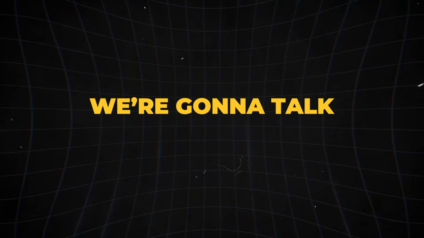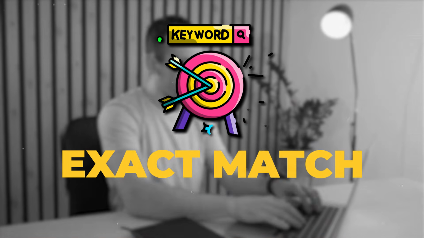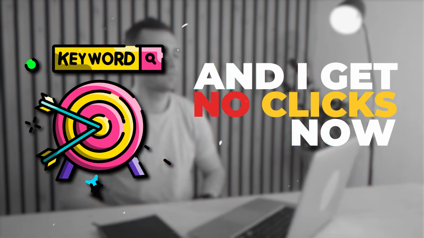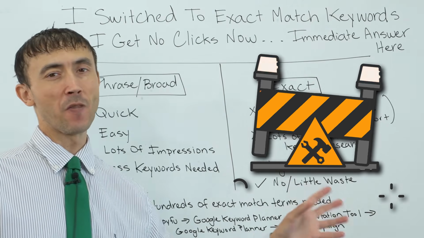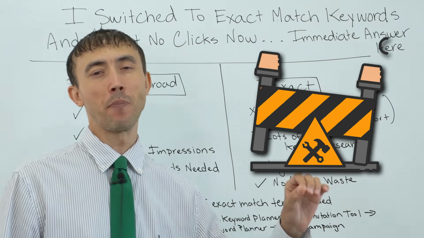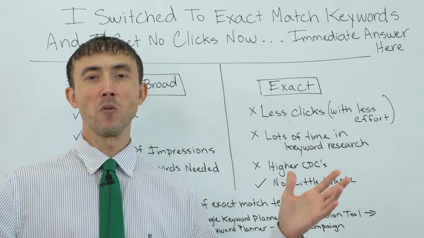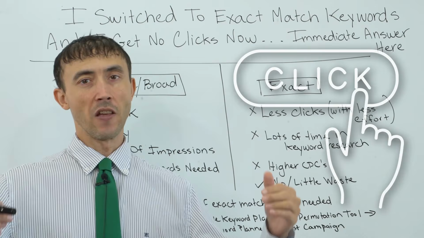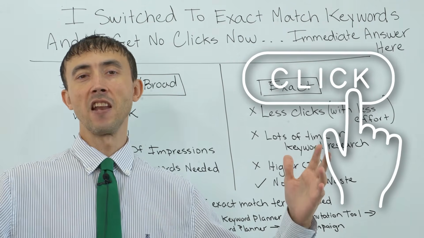Today's video, we're gonna talk about "I switched to exact match keywords and I get no clicks now," or practically no clicks. I'm gonna explain what the immediate fix is to this problem and why it happens in the first place. A lot of you guys don't run exact match keywords because you don't get enough clicks with them. So what do you do? You switch over to broad match keywords, or maybe phrase match, but generally broad match keywords. And then sure, the clicks come flooding in.